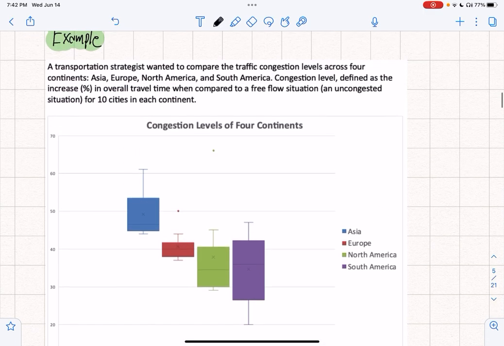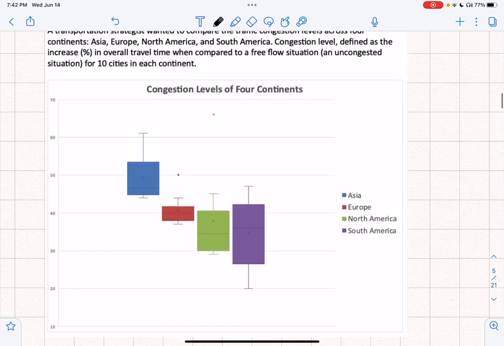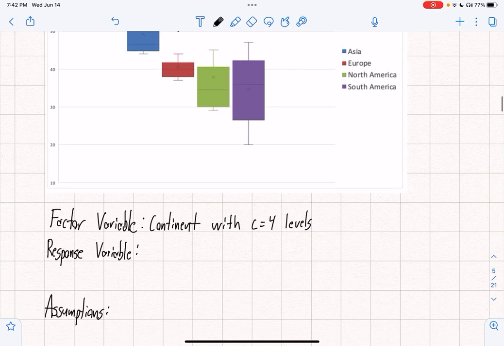Our response variable is congestion level, defined as the increase in overall travel time when compared to a free flow situation. So I'll abbreviate that. We'll just say increase in travel time due to traffic congestion.